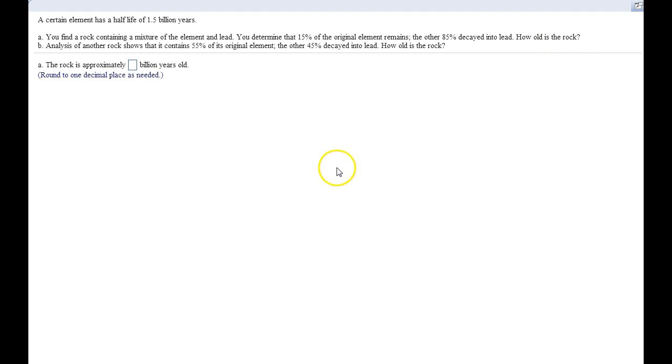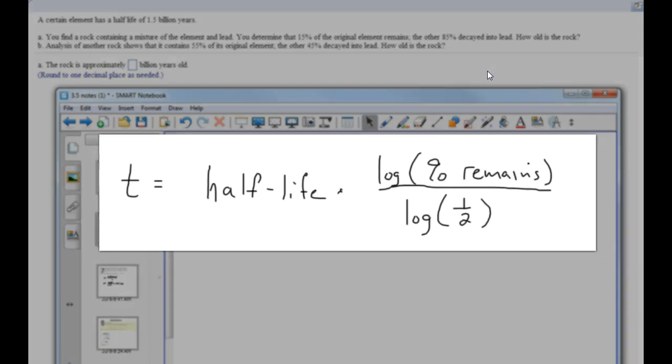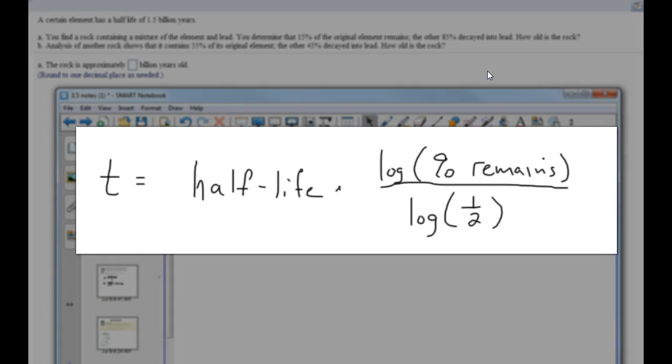Now, the formula that it gives you if you clicked on view an example is this thing right here. It's fine to use that if you want, but there's an easier formula that, in my opinion, is much easier to use for a problem like this. And this is that formula. T equals the half-life times the log of the percent that remains divided by the log of 1/2, or 0.5. You can use the decimal there.